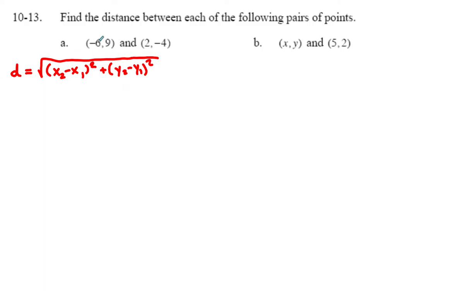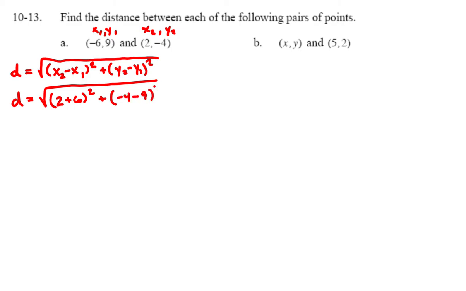For this one, we're going to treat this as (x1, y1) and (x2, y2). Forgot my comma over here. And we're going to plug the points in and simplify as best we can. So the distance should equal the square root of 2 minus -6, which is like saying 2 plus 6, squared, plus we've got -4 minus 9, and we're going to square that term.